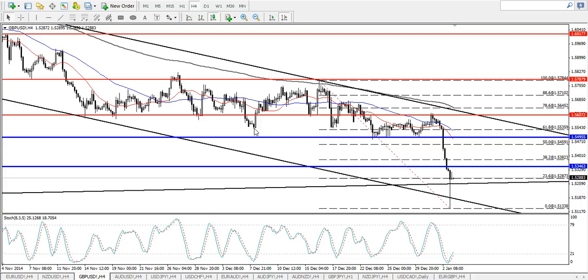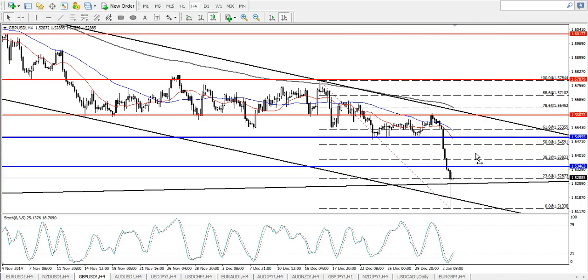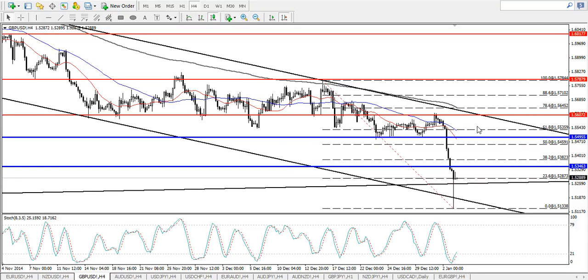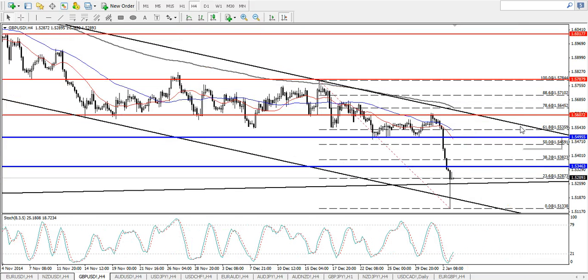As you can see, price has been supported at this level previously, and that is also near to the top of the falling trend channel. Right, so that's for the pound against US dollar.